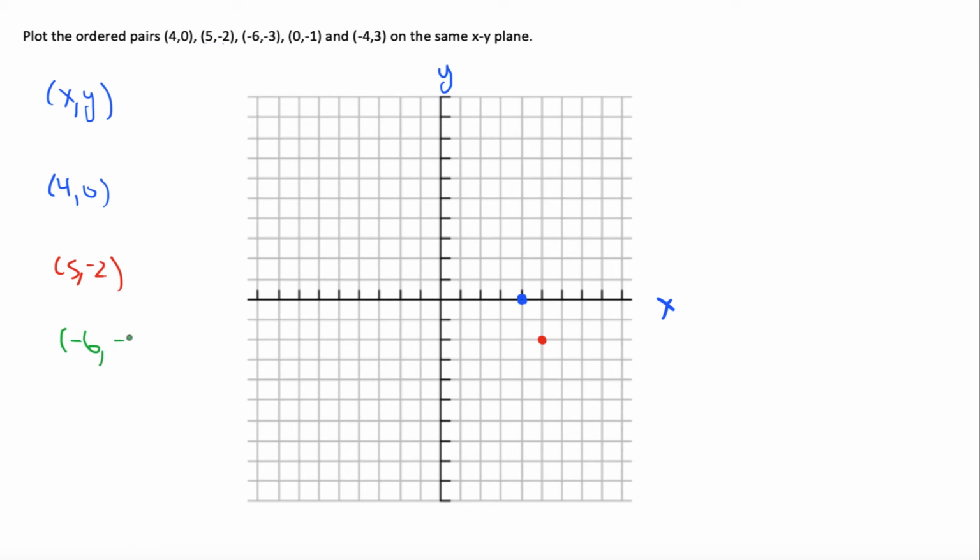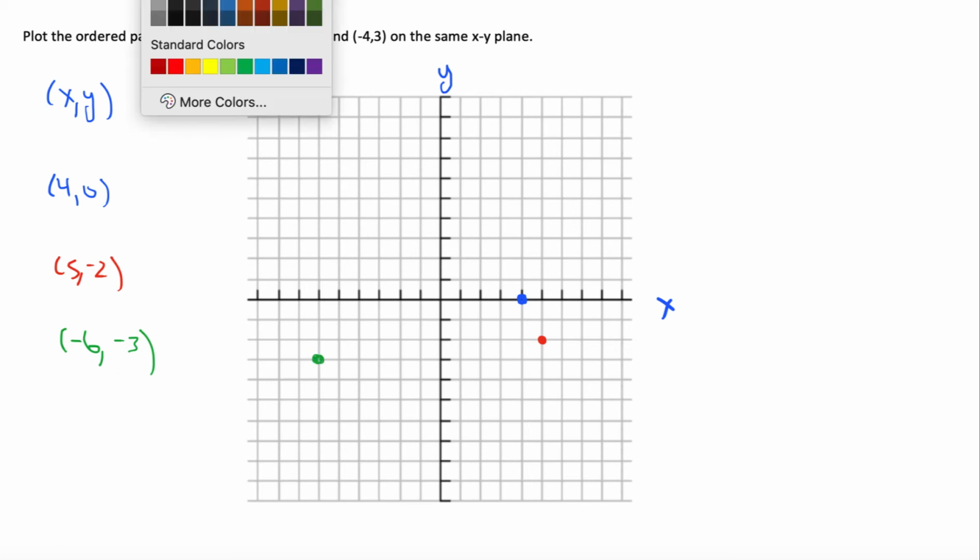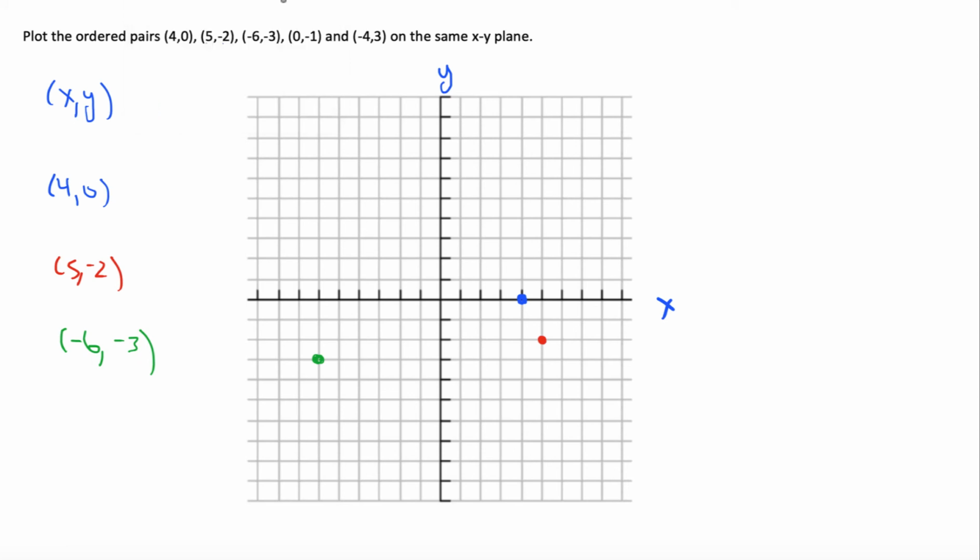Next, (-6, -3). In this case, the x value is -6 and the y value is -3. So from the origin, we would go to the left 6 units, and then we would go down 3 units. So the coordinates of that point would be (-6, -3).